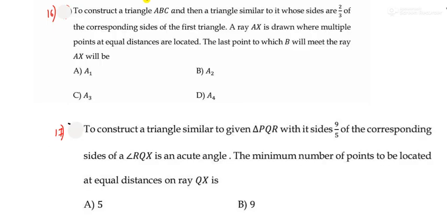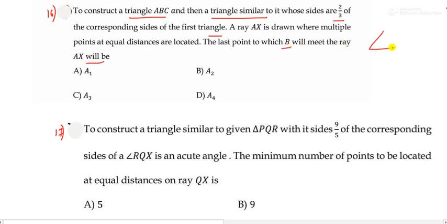So this is our next question. Okay, you can see them. These are the two questions. To construct a triangle ABC and then a triangle similar to it whose sides are 2 by 3 of the corresponding sides of the first triangle, a ray AX is drawn where multiple points are at equal distance. The last point which B will meet on the ray AX will be how much?